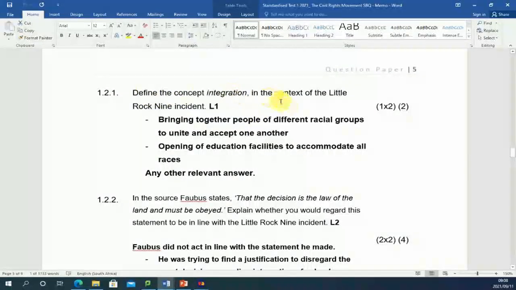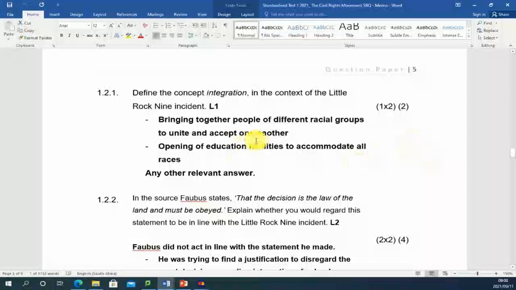So again, level 1 questions look at just defining concepts. Define the concept integration in the context of the Little Rock 9 incident. Okay. So integration in this case is bringing people together. But the instruction part of the question tells us, in the context of the Little Rock 9 incident. So we have to look at what integration means when we're looking at this particular source.